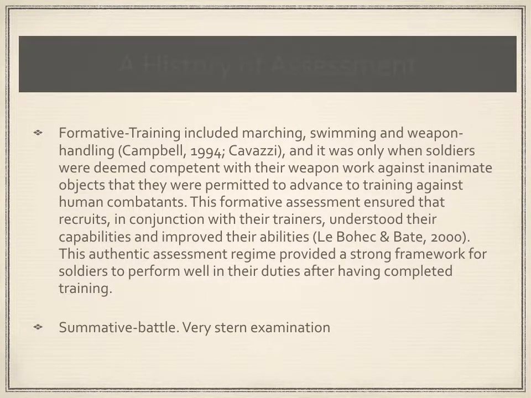So formative training in the army, back in the Roman times, you're looking at marching, swimming, weapon handling. All of these things here basically are designed to improve the skills of the soldiers. And once they were competent with their weapon work against inanimate objects, so their technique was right, their strength was good, then they were permitted to advance to training against other people. So it basically ensured that not only the students, the army trainees, and their trainers understood what the capabilities of themselves was. It also was a very authentic assessment regime.